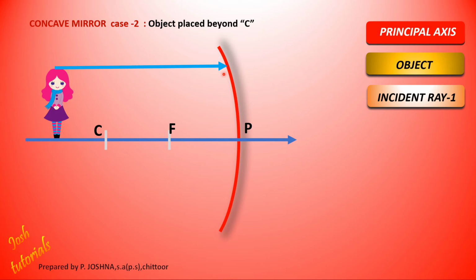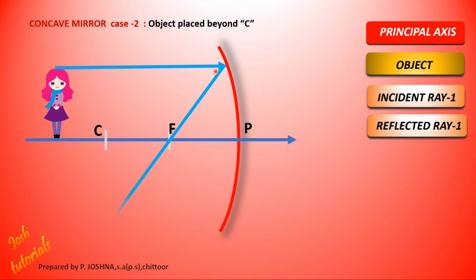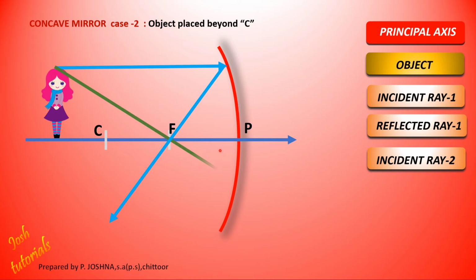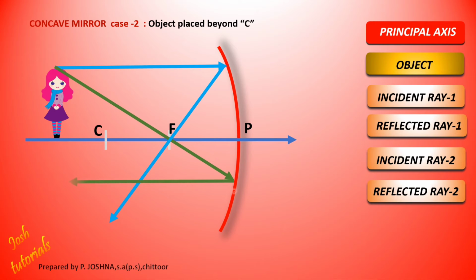Now the incident ray that is parallel to the principal axis: as it is parallel, it passes through the focal point. Look at it, it is passing through the focal point. Next, the second ray I am going to draw passes through the focal point. If it is passing through the focus, then it returns parallel to the principal axis. Look at it, it is parallel to the principal axis. Now for our image, look, these two rays meet here.